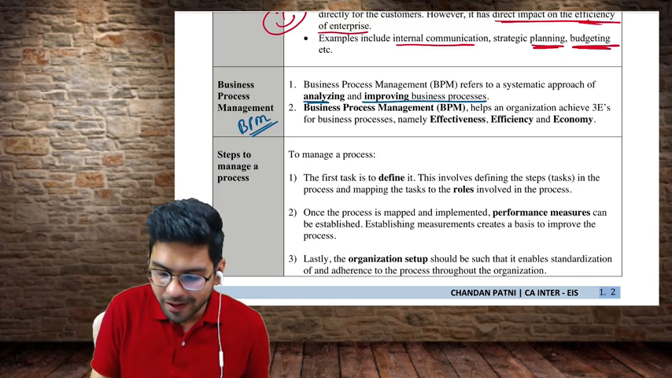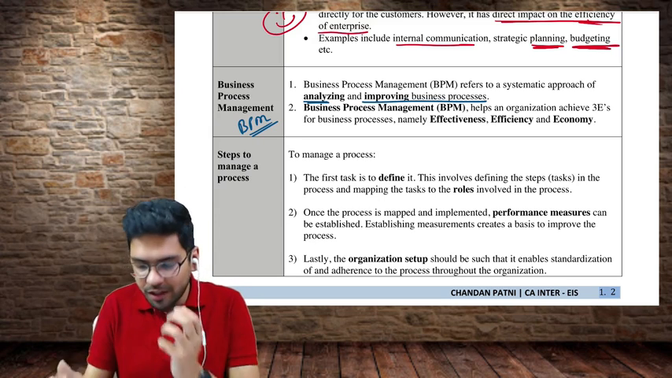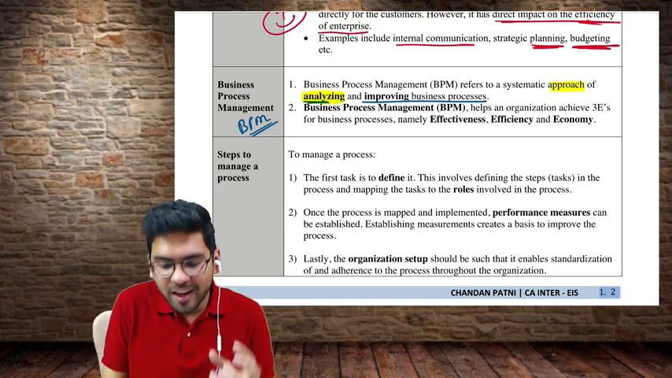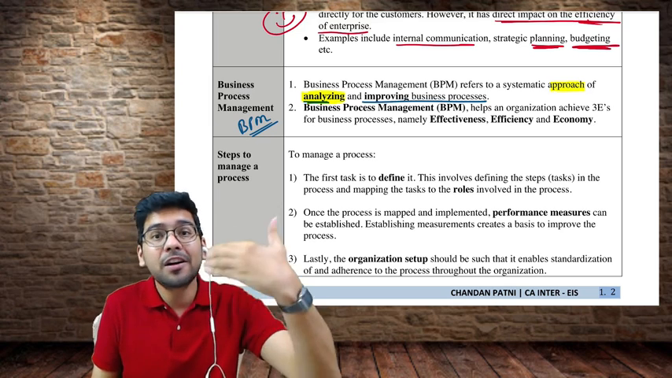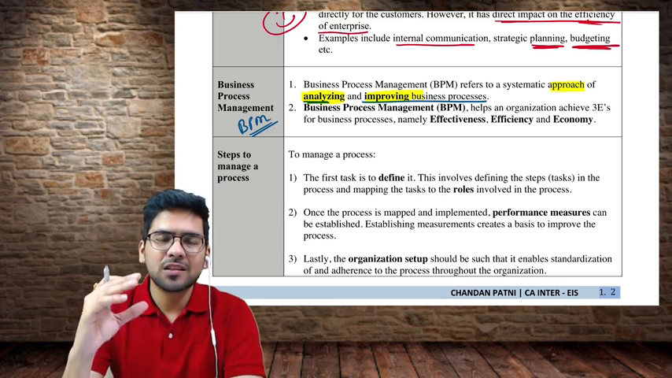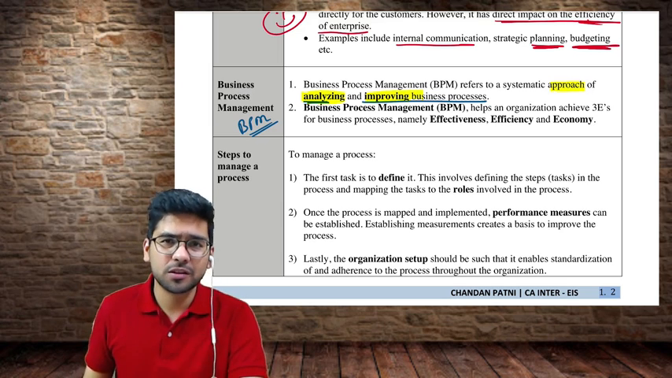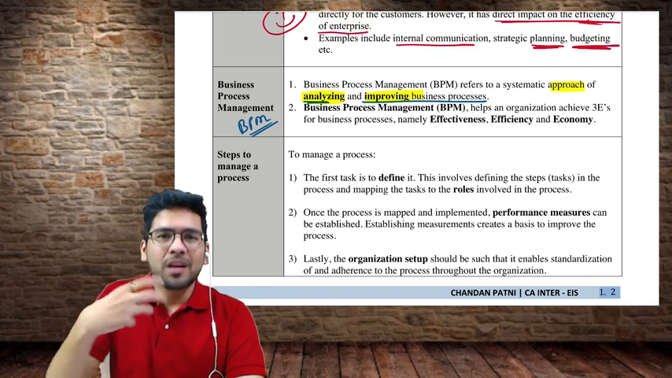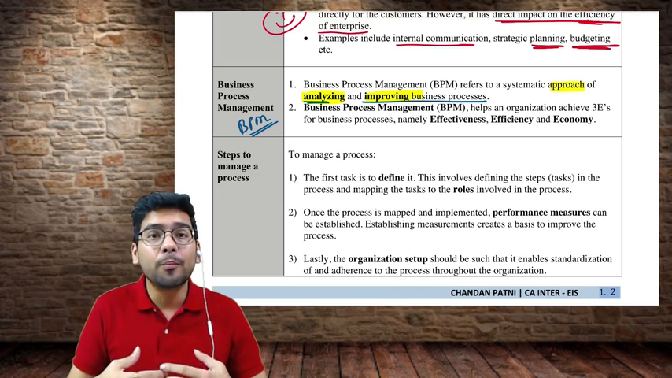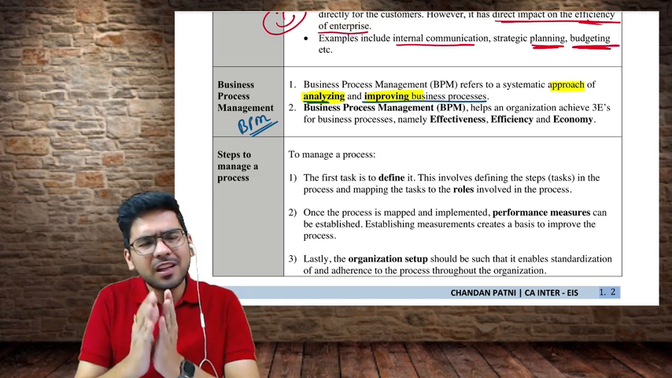Again, what is BPM? It is a systematic approach. It is an approach wherein we focus on analyzing our existing processes and then try to improve our business processes. And see guys, whenever we define a process, improving something, making changes in the organization or coming up with better versions, it keeps on happening.